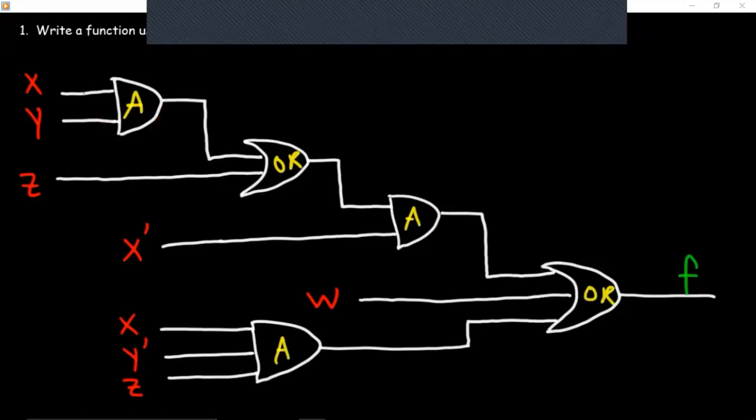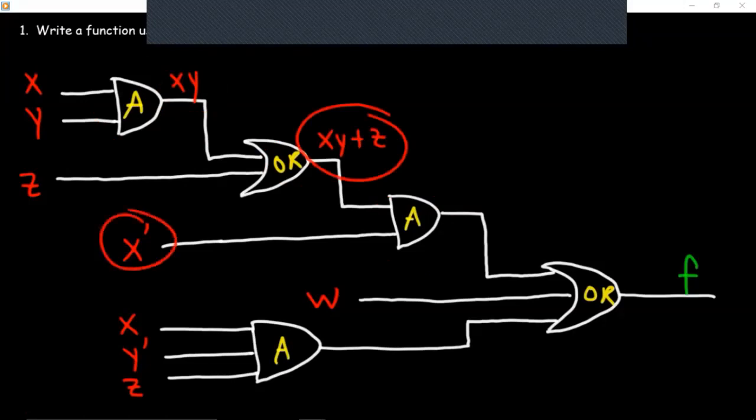Now let's focus on the first AND gate. We're going to take the inputs x and y, and we're going to multiply them. Now for the OR gate, we are going to add xy with the other input z. So this will be xy plus z. Now for this AND gate, we are going to multiply these two together. So it's going to be x prime times xy plus z.